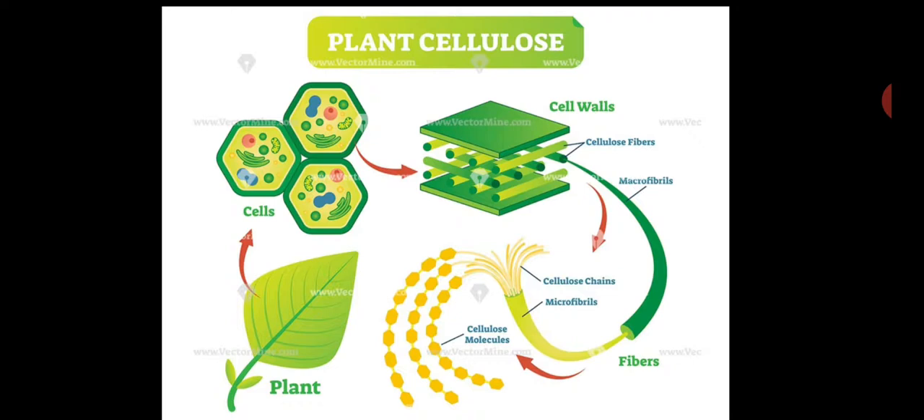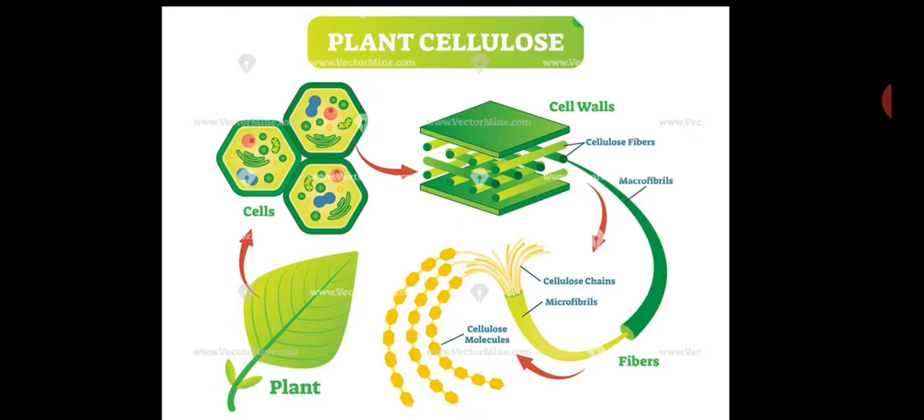So about 20 micelles together form a microfibril of cellulose. Here, the smallest unit of the cell wall is the micelle. 100 cellulose chains can form a micelle, and 20 micelles can form a microfibril. So many microfibrils together form a cellulose fiber.